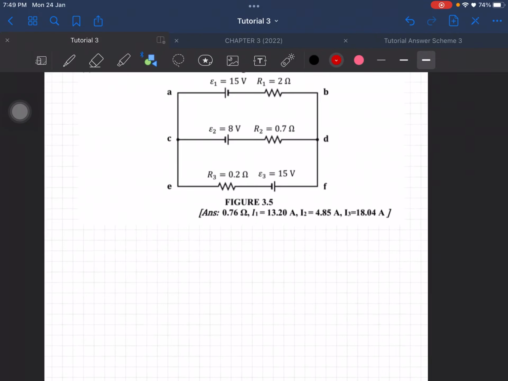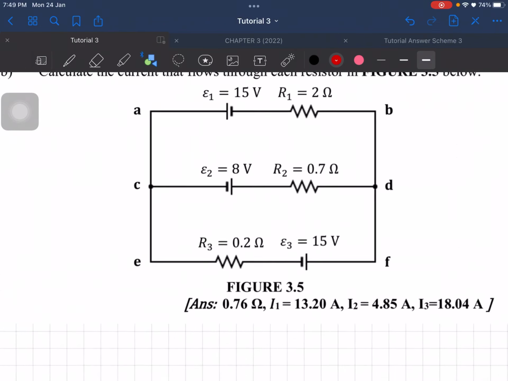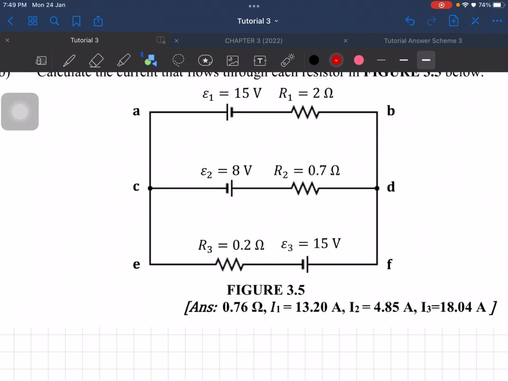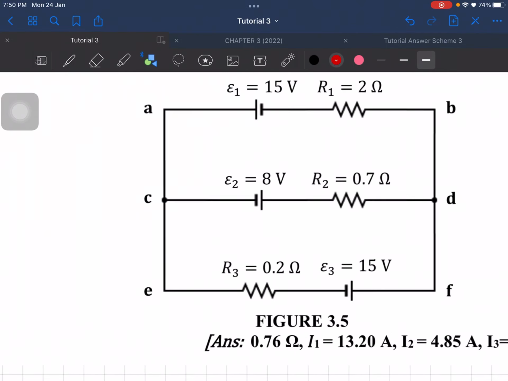Question 7b. So we have to calculate the current that flows through each of these resistors. Now we have to calculate the current instead of the resistance. But still we have to do the same thing. Firstly, we have to choose a junction and label the direction of the current. So let me just choose junction C.